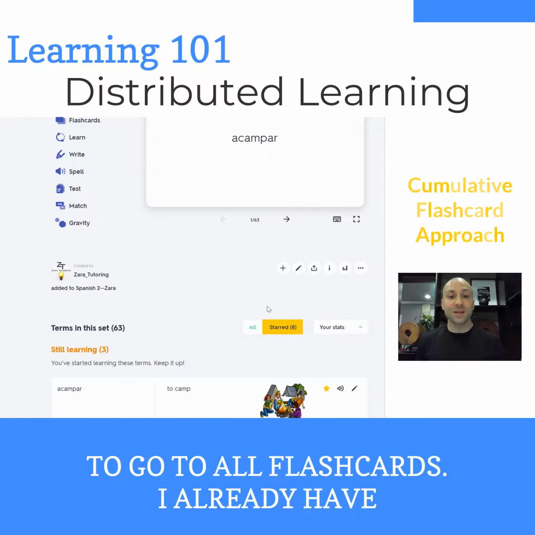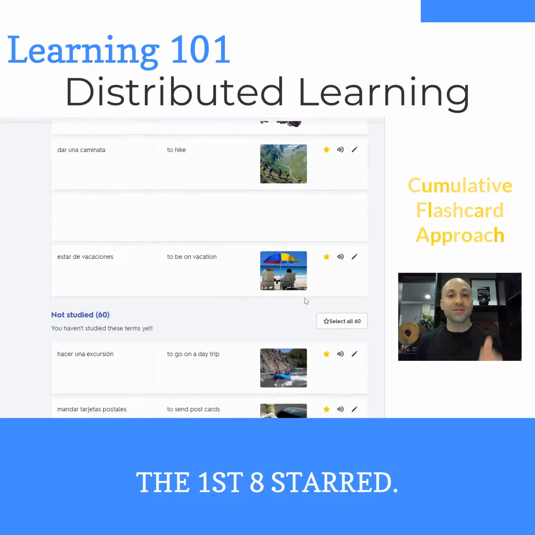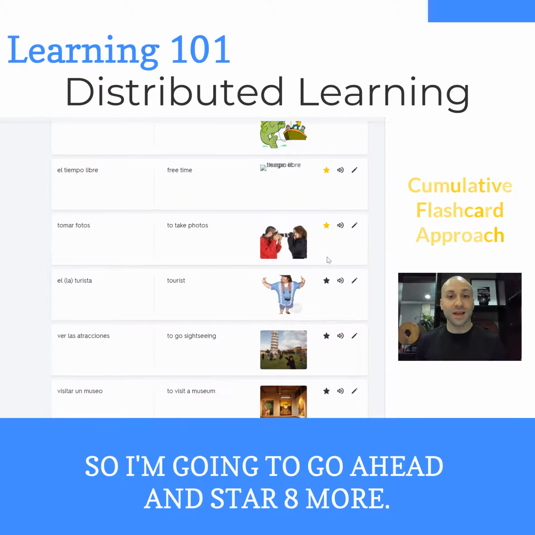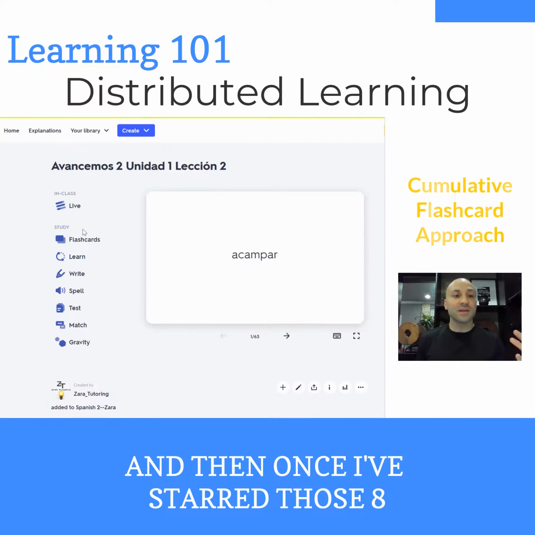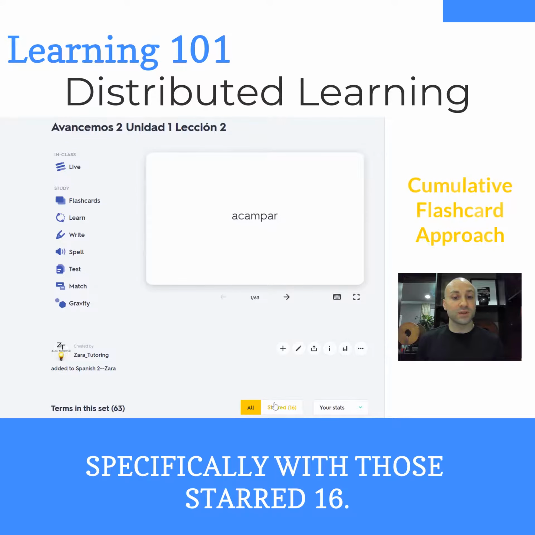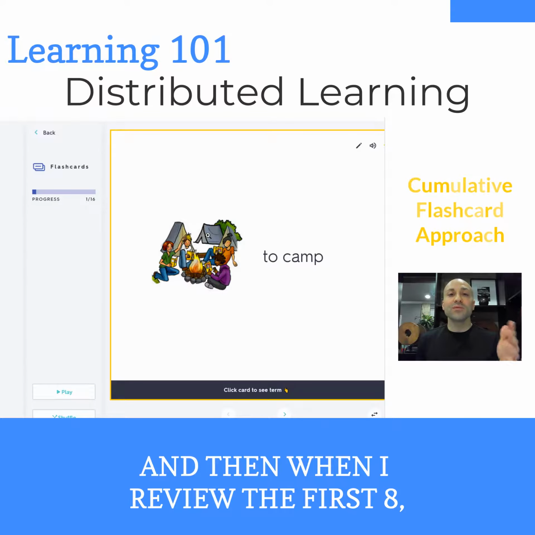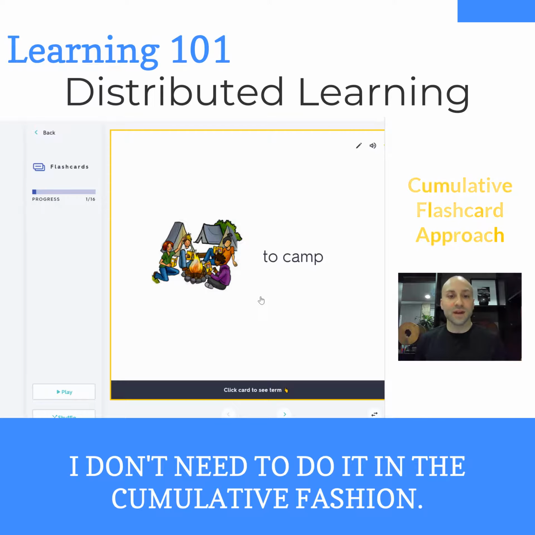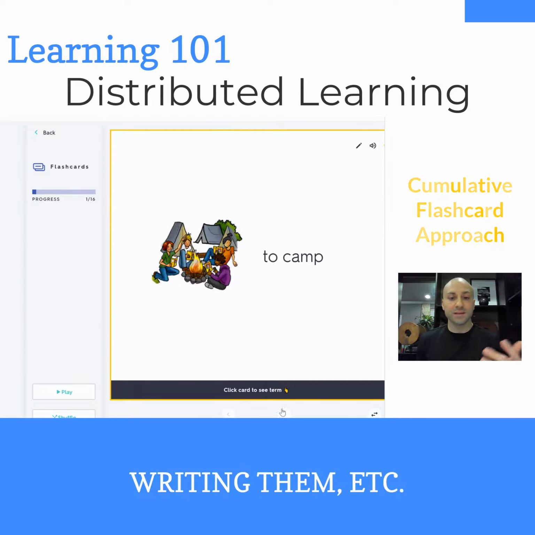And then on the second day, I'm gonna go to all flashcards. I already have the first 8 starred, so I'm gonna go ahead and star 8 more. And then once I've starred those 8, I go to flashcards again, specifically with those starred 16. And then when I review the first 8, I don't need to do it in a cumulative fashion. I'll go through them, obviously saying them, writing them, etc.